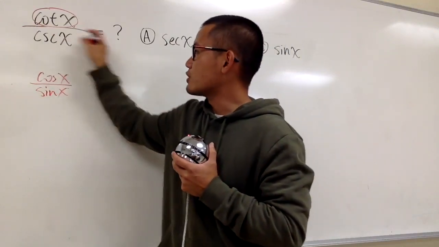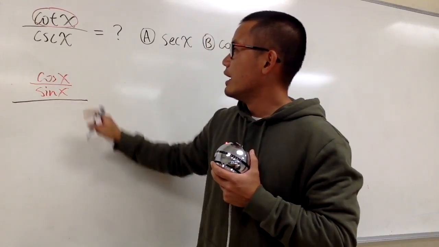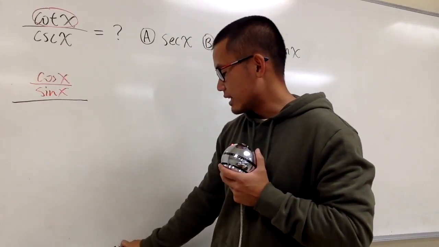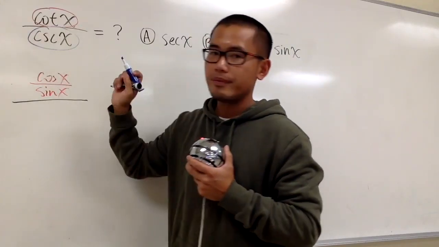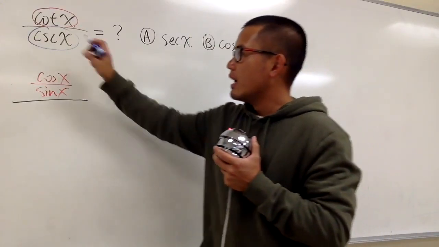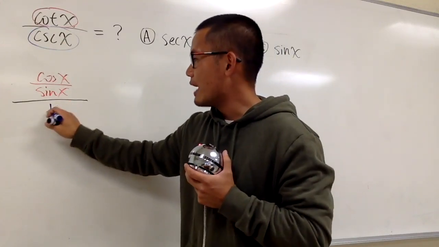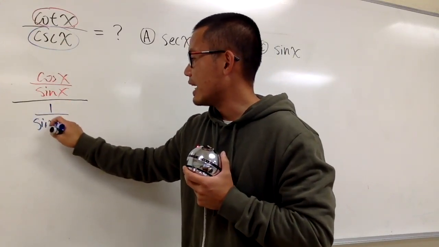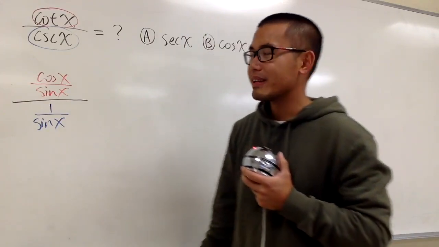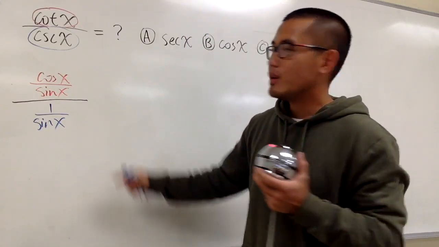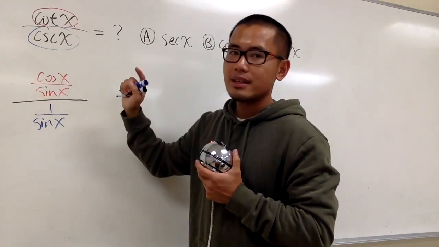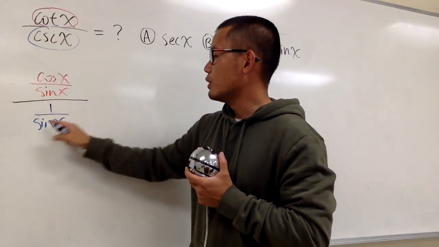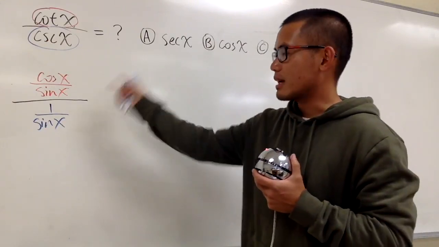And we have this fraction bar, let's put that down. And we have the cosecant x on the bottom. And let me put this in blue for you guys, for this right here. And what's cosecant x? This right here is the same as 1 over sine x, okay? So we did the fix already. We wrote cotangent x as cosine over sine, and then cosecant as 1 over sine. And this is a complex fraction.